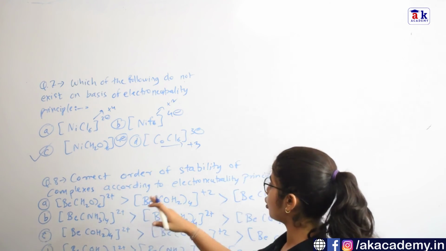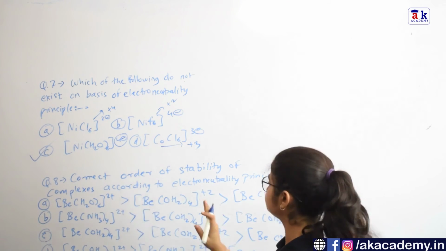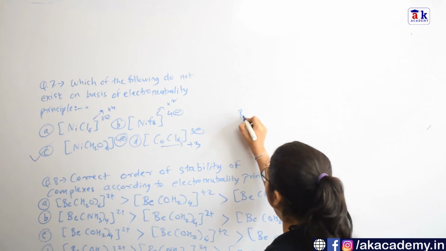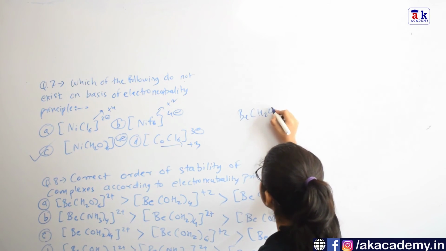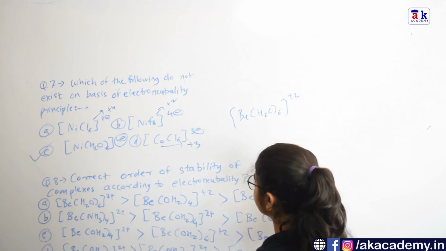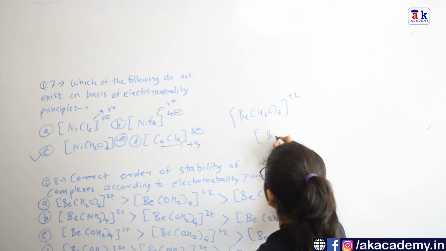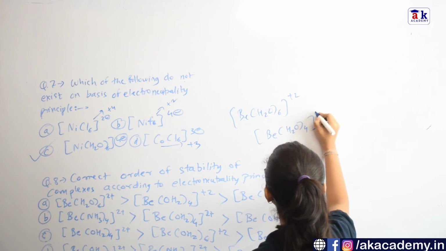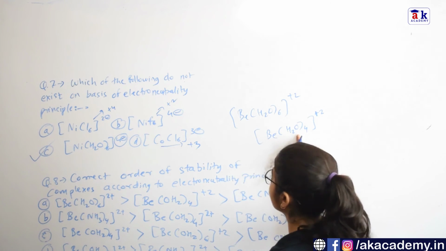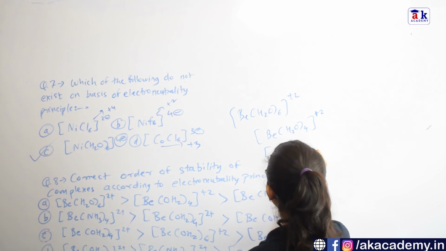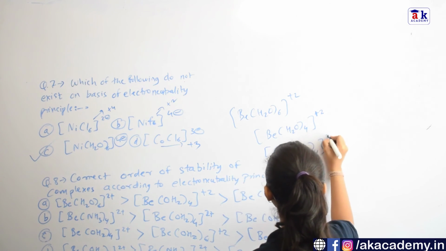Then the next one is: the correct order of stability of complexes according to electroneutrality principle is. Now if you check the three complexes given, we have a beryllium complex in the +2 state. The second is an octahedral complex given when B is in the +2 state. Then the other complex given is a tetrahedral complex where the coordination number is 4 and it is in the +2 oxidation state. The third one is with ammonia, and here also it is a 4 coordinated complex.